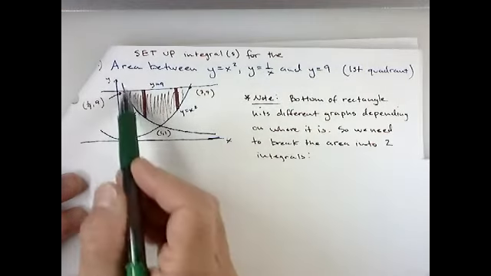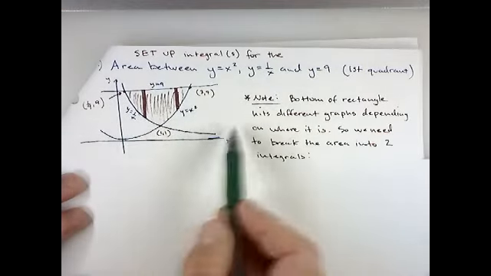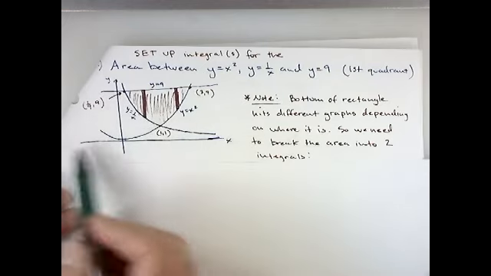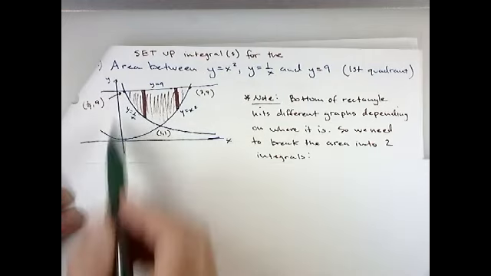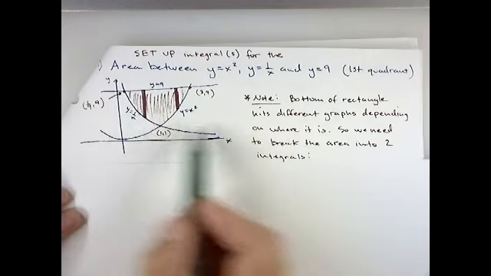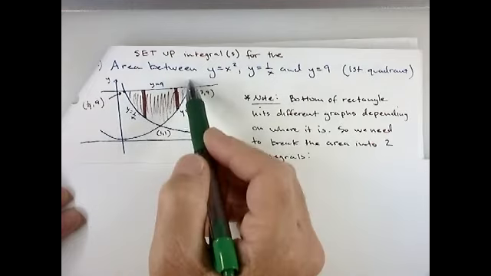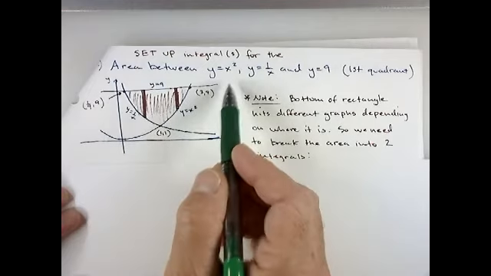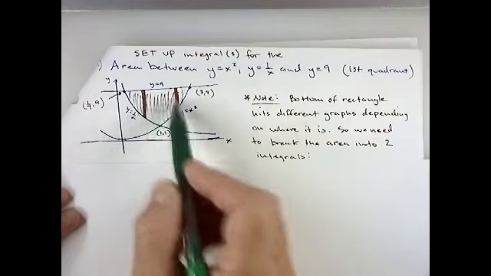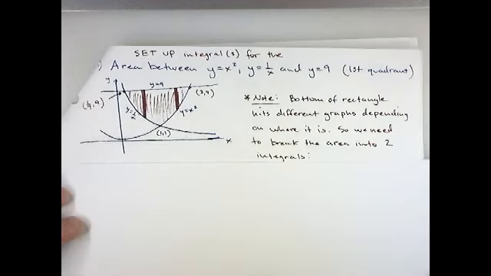1 over x, you may recall, is actually a hyperbola. It has 2 parts. The other part's in the third quadrant, but we're only in the first quadrant. It looks like this. Here's y equals x squared. Here's y equals 9. So this little triangular looking region is what we want the area of.